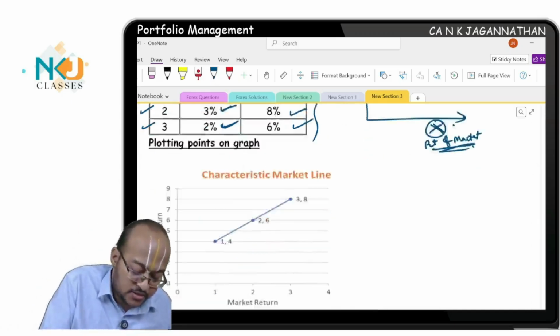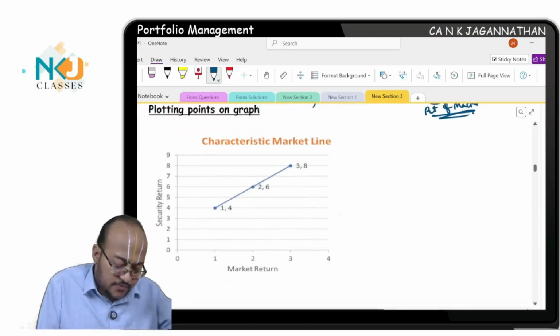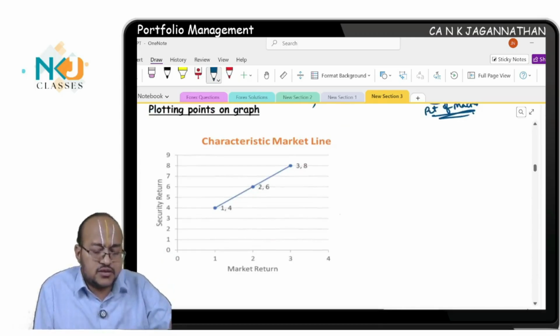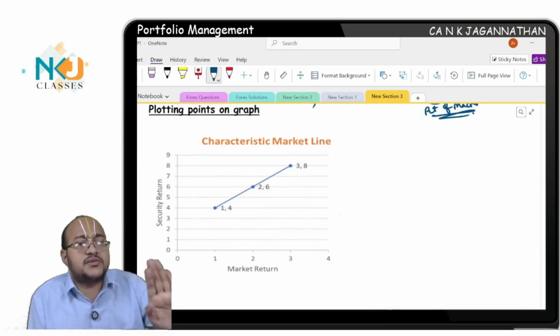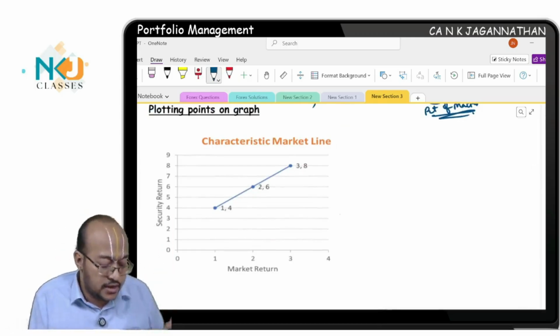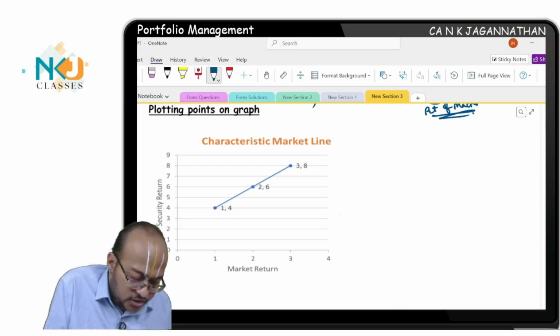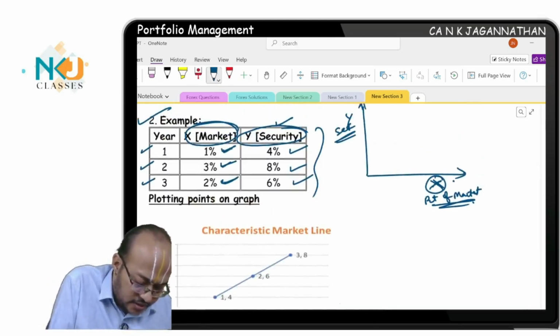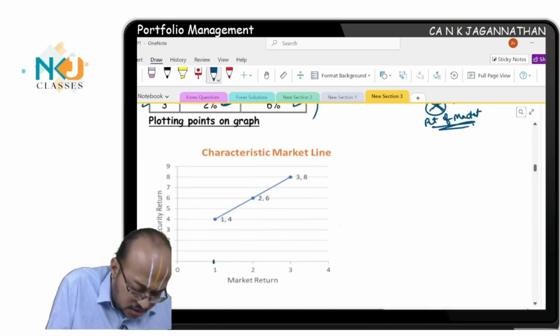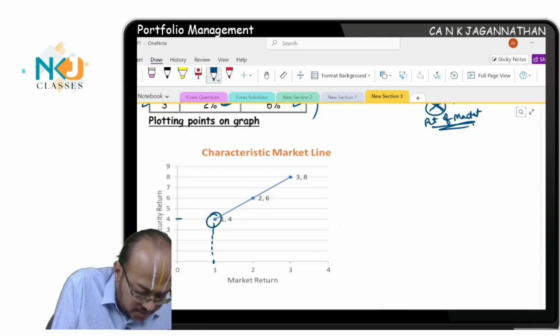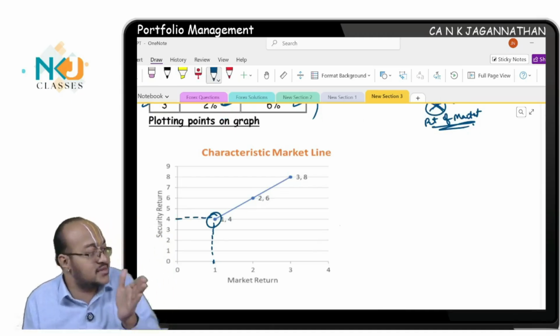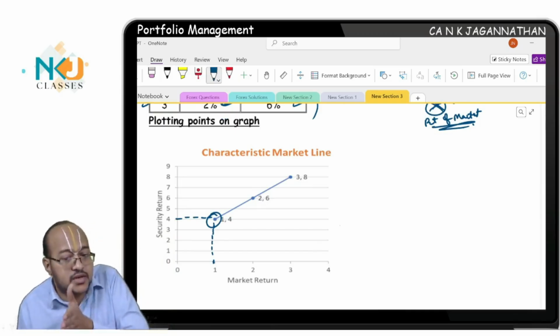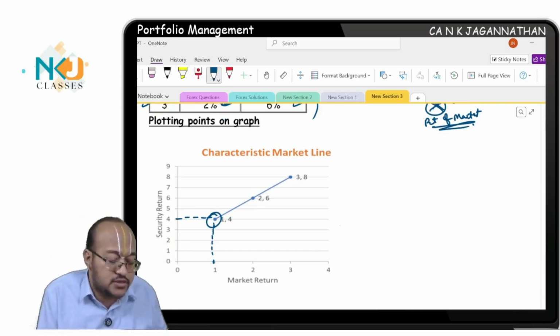See what happens. There is no ambiguity. This is exactly plotted, ditto. This is not a representation picture, this is actual data taken. See, market return, I assume the first case: market return 1%, this is 1. If you carefully observe, this 1% corresponds to 4%. Are you all understanding? If the market gives a return of 1%, the stock gives a return of 4%, agreed or not?